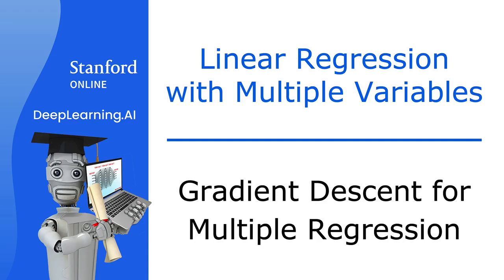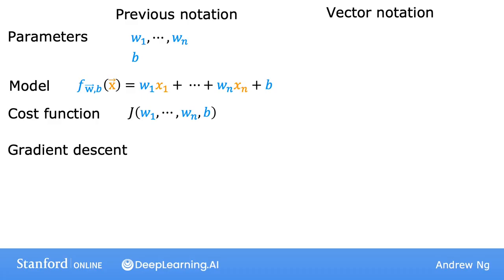So you've learned about gradient descent, about multiple linear regression, and also vectorization. Let's put it all together to implement gradient descent for multiple linear regression with vectorization. This would be cool. Let's quickly review what multiple linear regression looks like. Using our previous notation, let's see how you can write it more succinctly using vector notation.